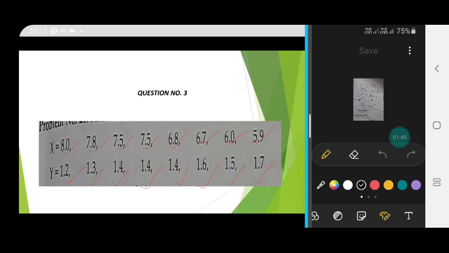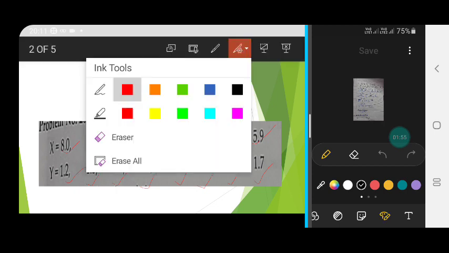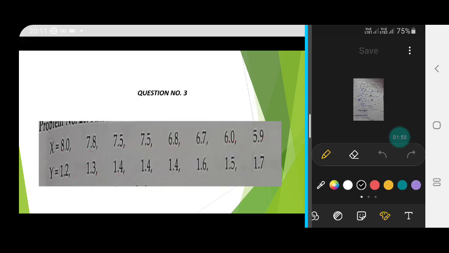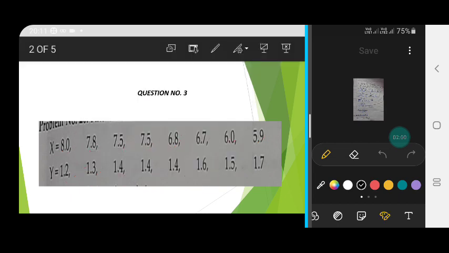Let's see how many items we have been given. We have been given 8 items, and let's see what those items are. So 8.0, 8.0, then we have 7.8, then we have 7.5, then again we have 7.5, then we have 6.8, then we have 6.7, then we have 6.0, then we have 5.9.